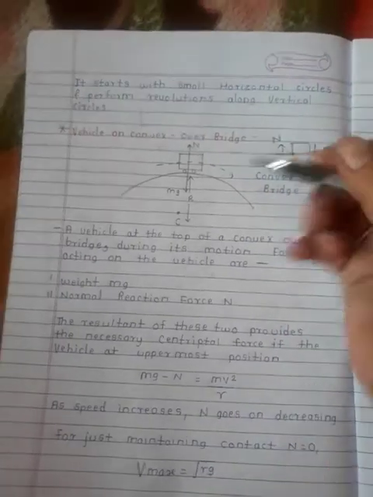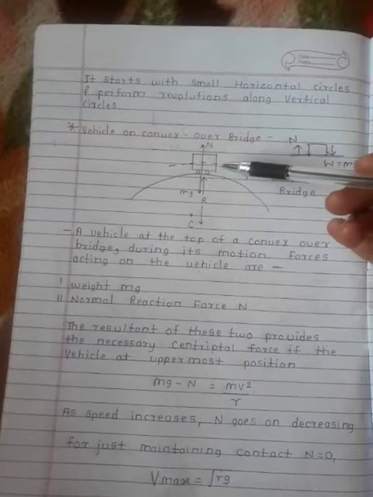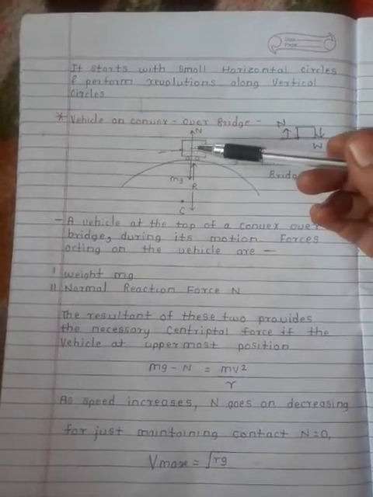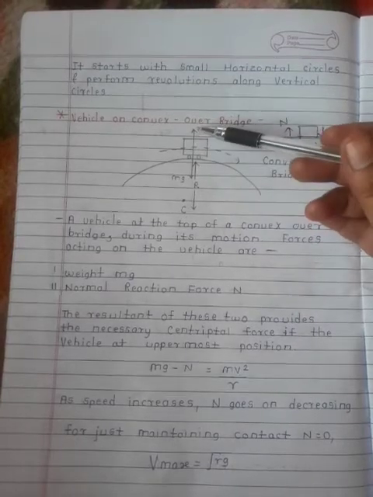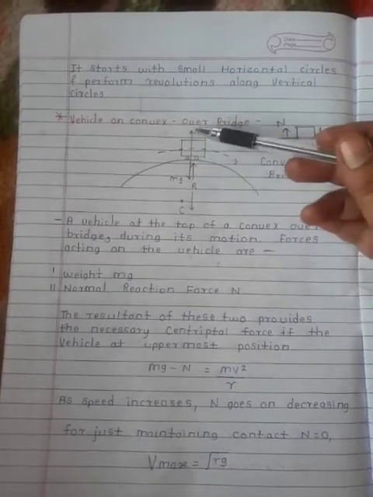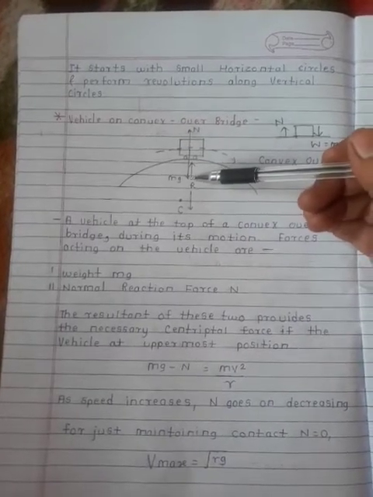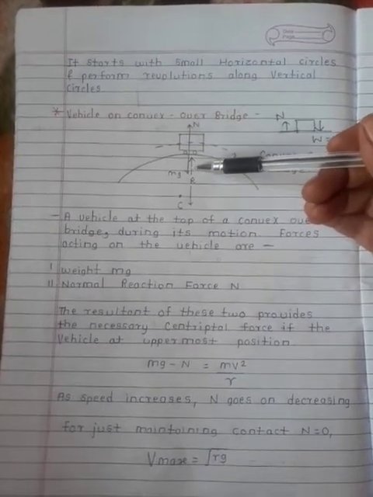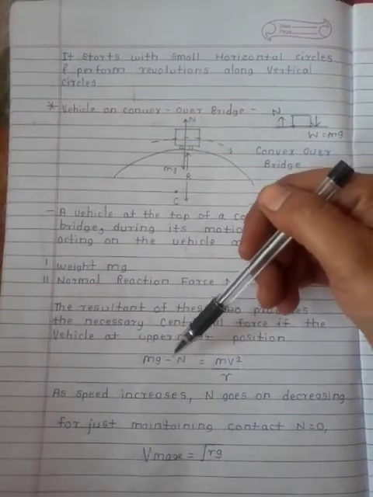on the block. Same is the condition here whenever any vehicle is traveling along the curved surface. This is weight mg acting in the downward direction, and normal reaction in the upward direction. Both directions are opposite, hence one has the negative sign. Otherwise we can say that the equation should contain the negative sign.